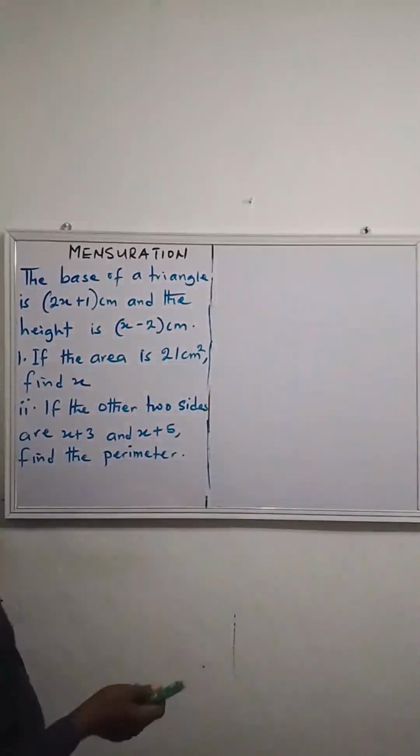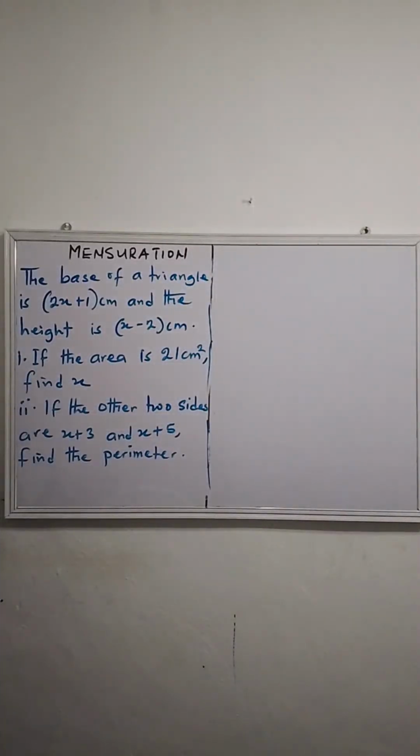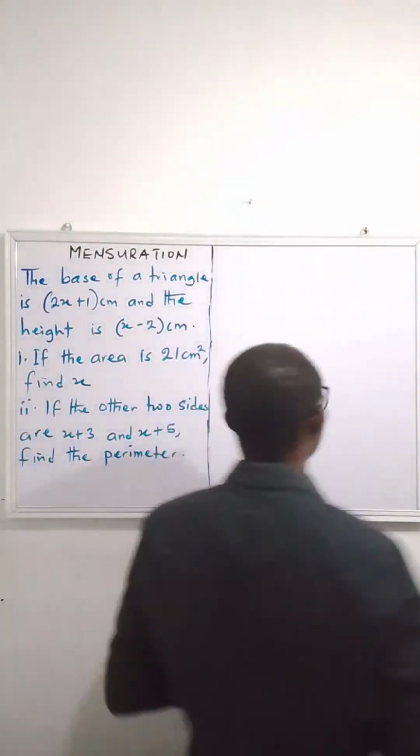Okay, so let's look at the problem. You can solve the problem before we hand the solution to that problem, so you compare with what you have. The question says the base of a triangle is 2x plus 1 centimeter and the height is x minus 2 centimeters. If the area is 21 centimeters square, find x. And the second one, if the other two sides are x plus 3 and x plus 5, find the perimeter. So how do we solve this problem?